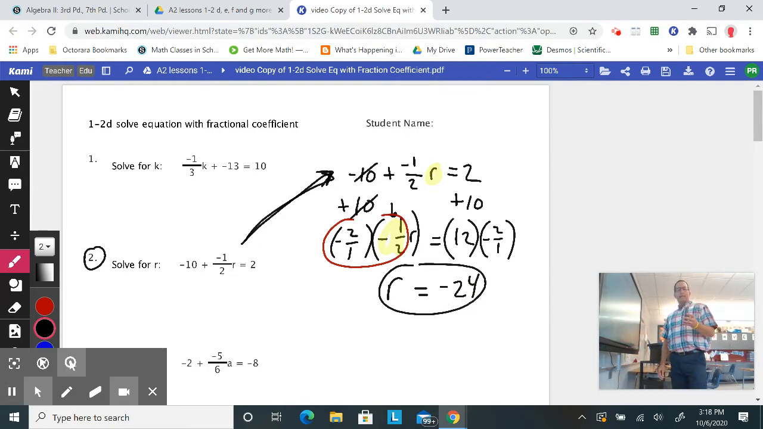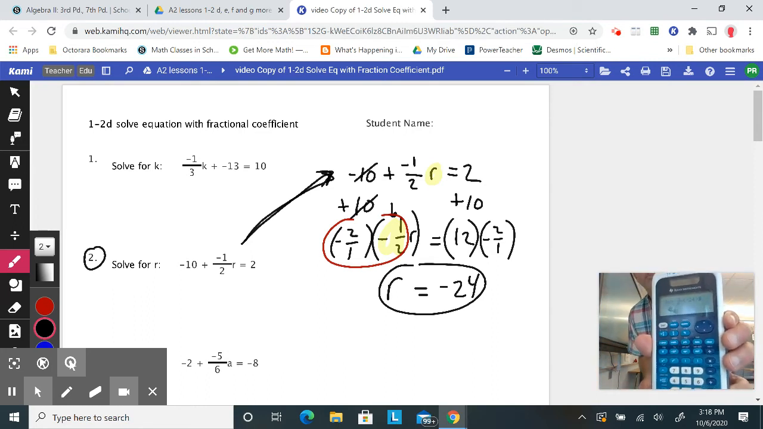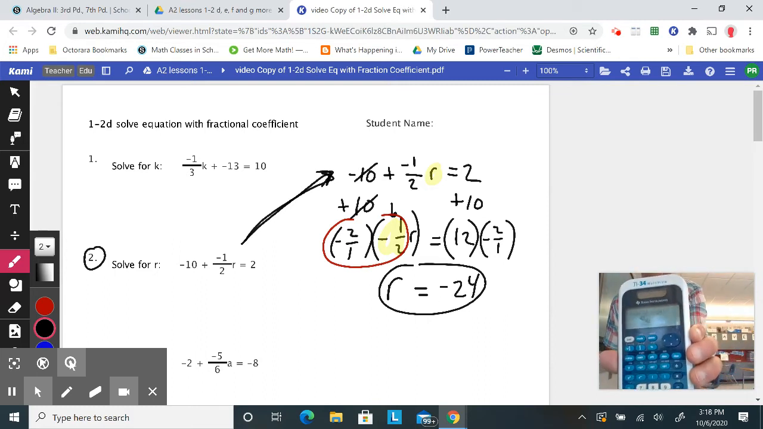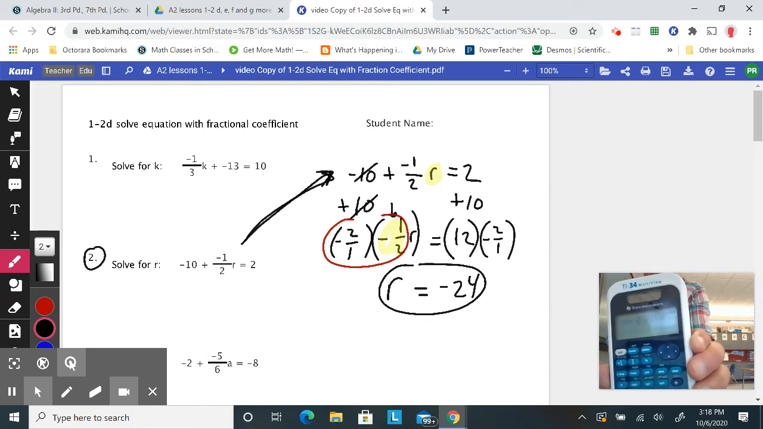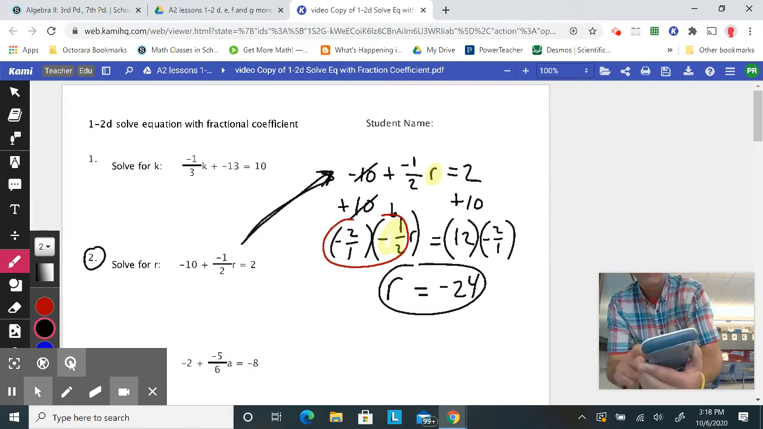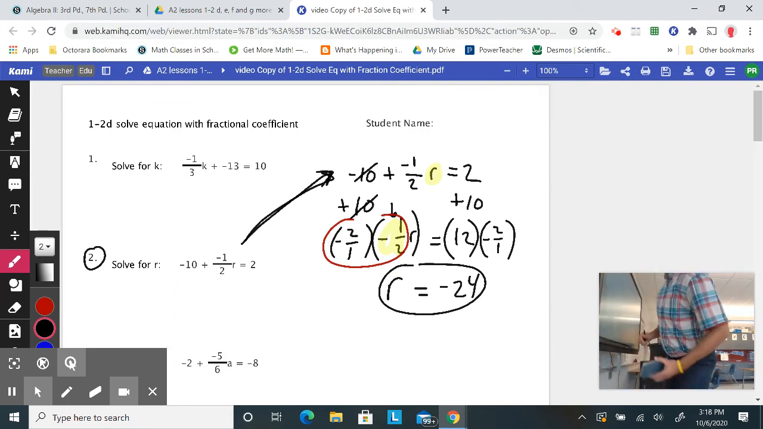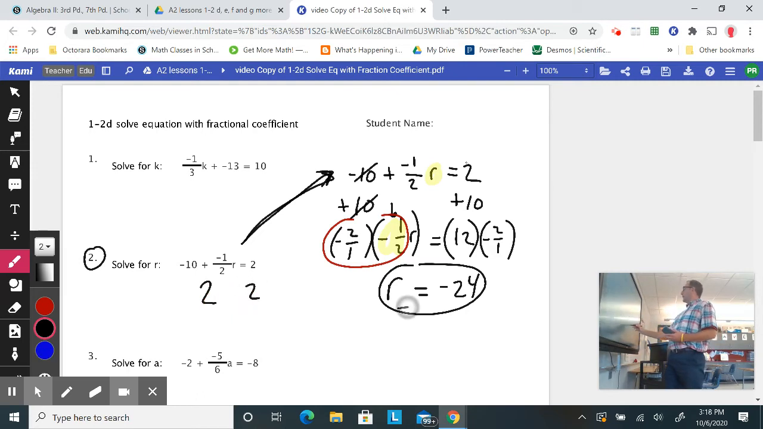What I'm doing next is I just tapped everything in the calculator. I'm doing a check step. Oops, so we can get that shown there. I'm taking the original equation, -10, added to -1/2 times r, which is -24. When I press the enter sign, I get a 2, which tells me that both sides are 2, so that means this has to be the correct solution.